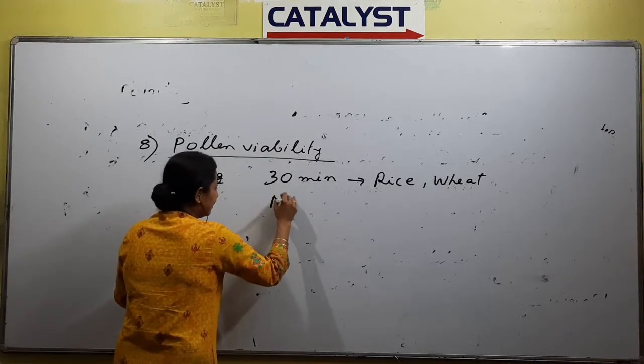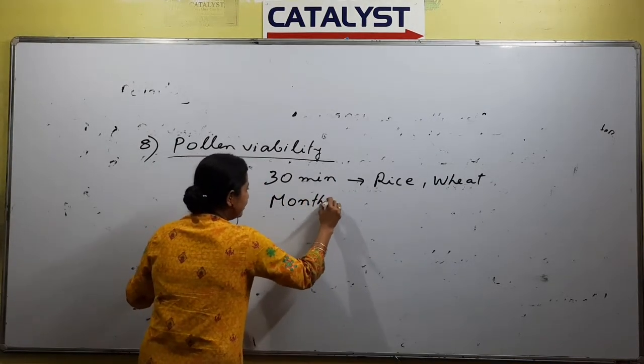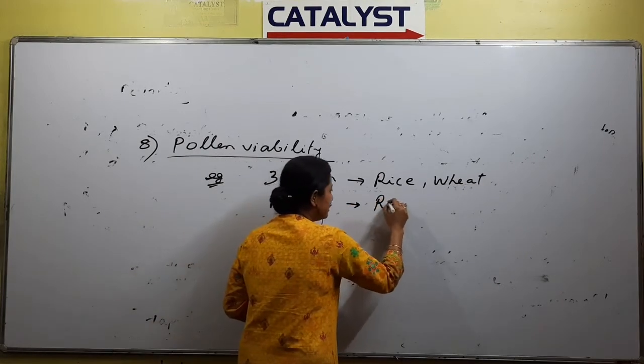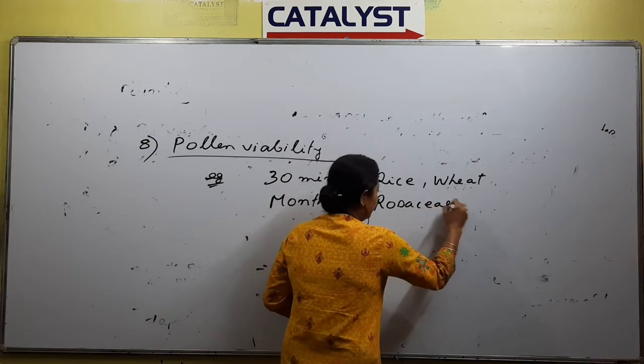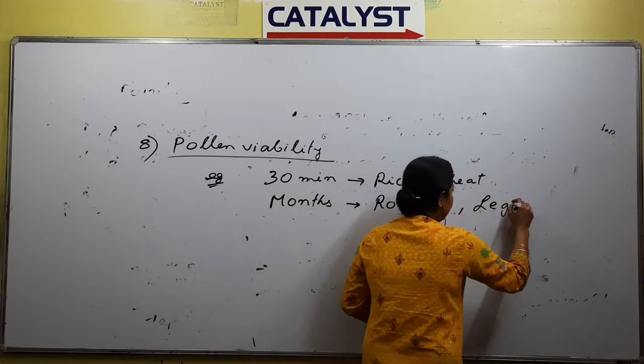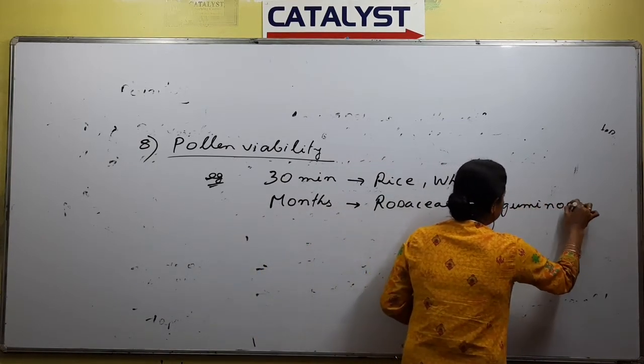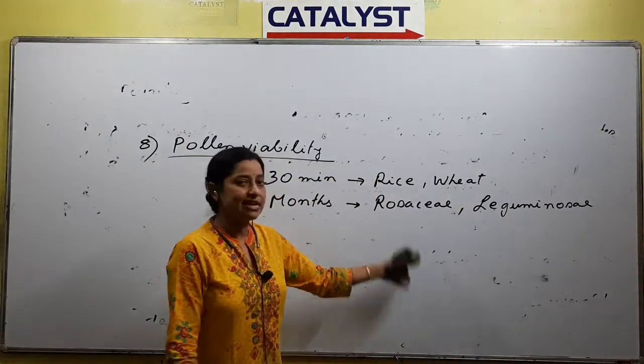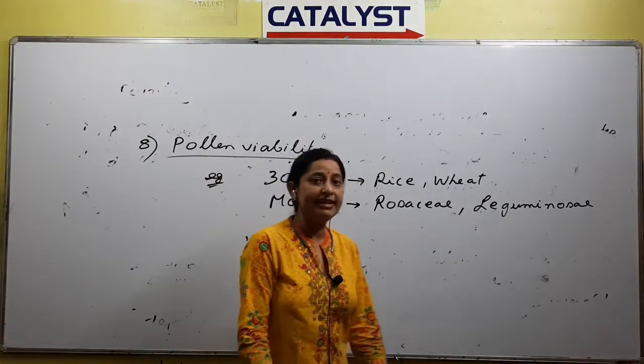Next is, in certain cases the viability remains for certain months. Example, in case of Rosaceae, Leguminosae, etc. Rosaceae, Leguminosae, these are nothing but families. Rosaceae, for example, could be rose, and Leguminosae, any legume plant.